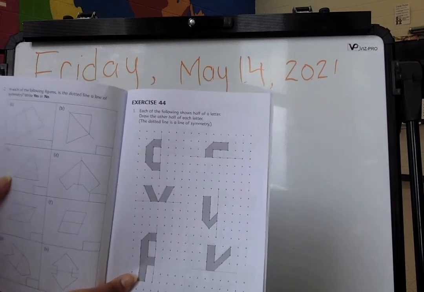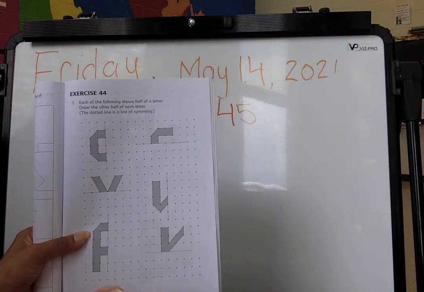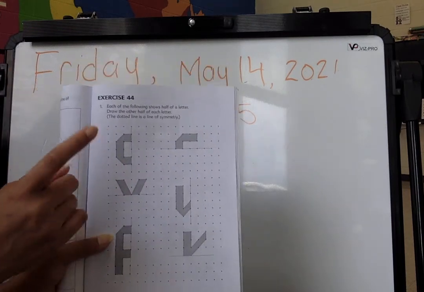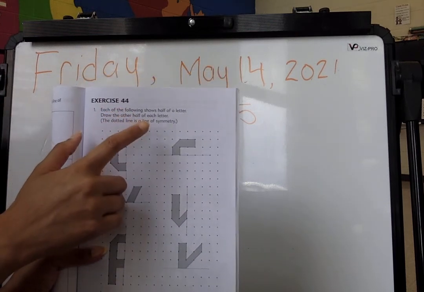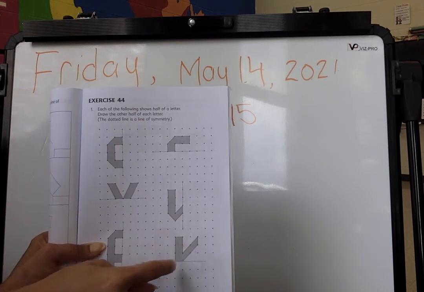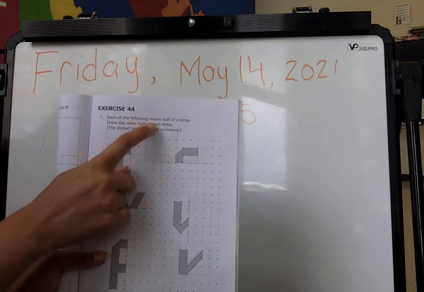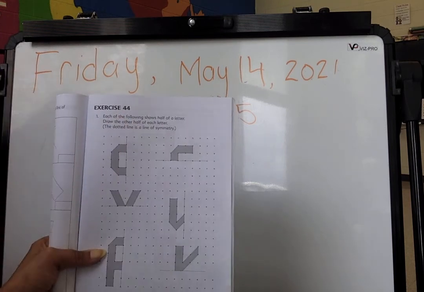Okay, so for this one, remember how we've been talking about how an image is symmetric if both sides are equal or even? So that's what you need to do here. They're saying each of the following shows half of a letter. So they've given you half of the letters. Your job is to draw the other half of each letter. The dotted line is the line of symmetry.